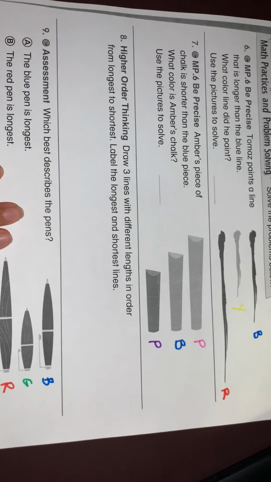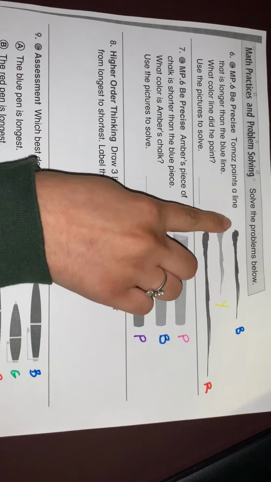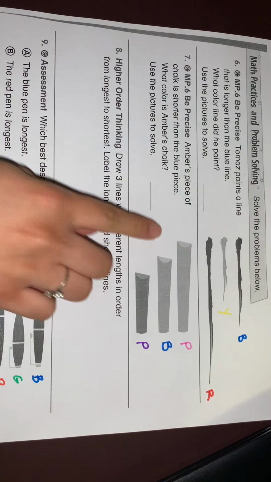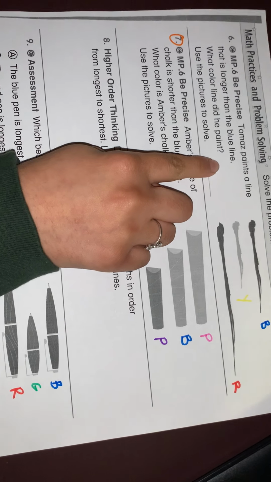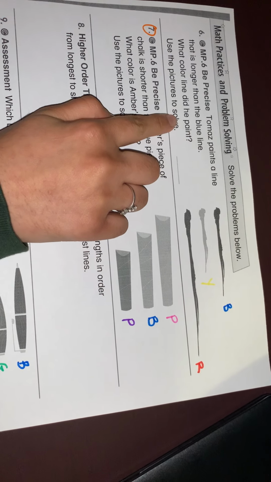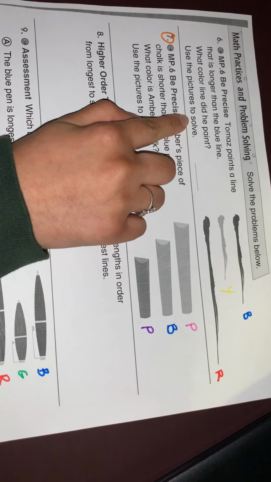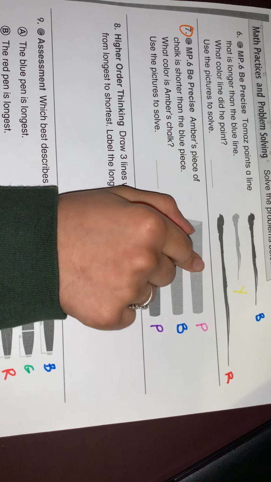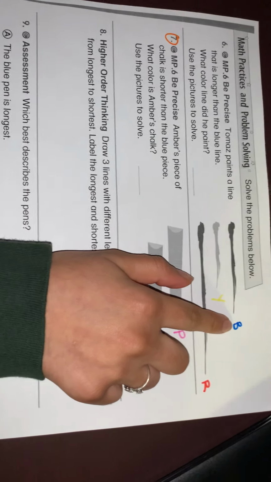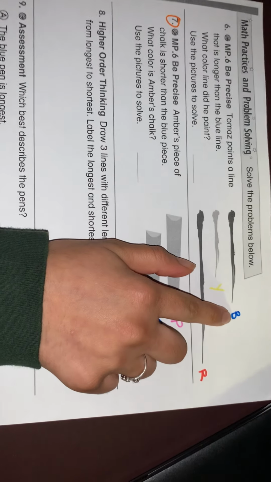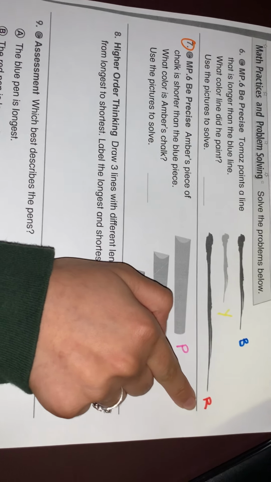Okay, numbers 6 and 7. We're going to do number 6 together. You'll do number 7 on your own. So, Tomas paints a line that is longer than the blue line. What color line did he paint? Use the pictures to solve. So I'm using a black and white piece of paper, so I just labeled my pieces of paint. B for blue, Y for yellow, R for red.